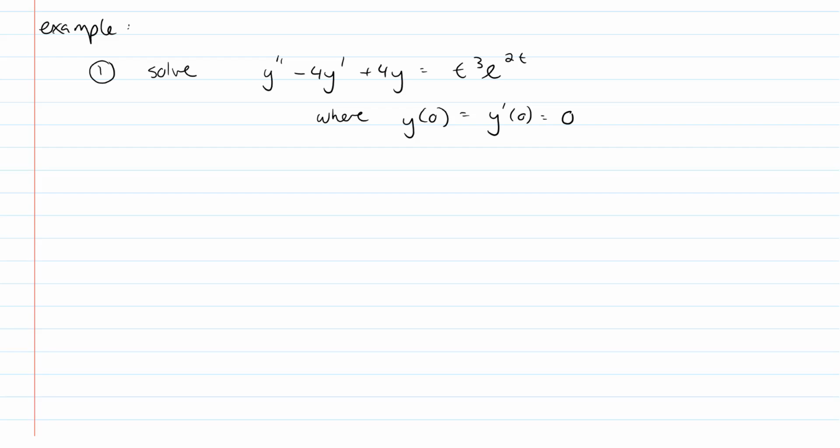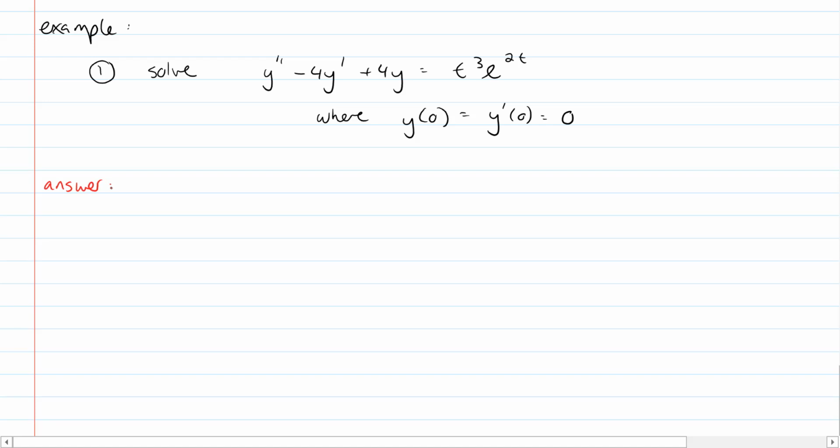We're still working on Laplace transforms, and in this video we're doing examples of IVPs, or initial value problems, involving translations on the s-axis. So for our example, we're solving y double prime minus 4y prime plus 4y is equal to t cubed e to the 2t, where our initial conditions are y of 0 equals y prime of 0 is equal to 0.